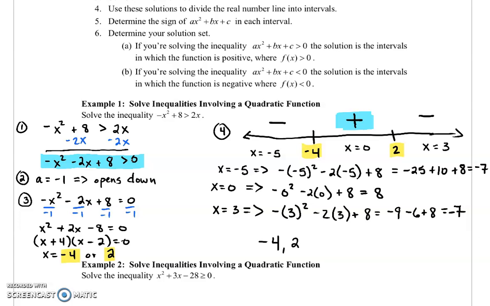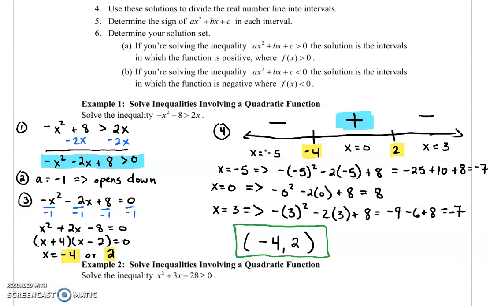Do we include negative 4 and 2? The answer is no, because we have a strictly greater than. So we're just going to put those in parentheses, and that's our answer.